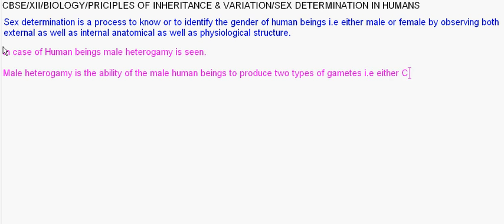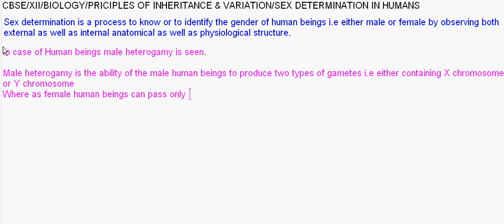X chromosome or Y chromosome. So, in case of male, they can produce two types of gamete. Now, one gamete can either contain X chromosome or Y chromosome, whereas female human beings can pass only X chromosome, so they produce a single kind of ovum.